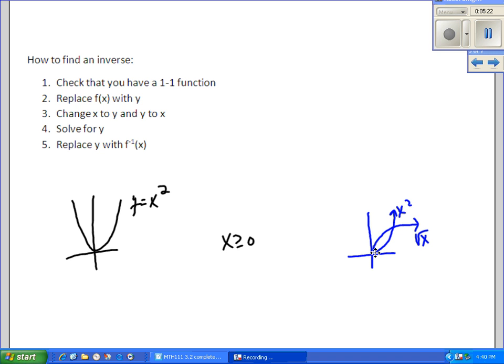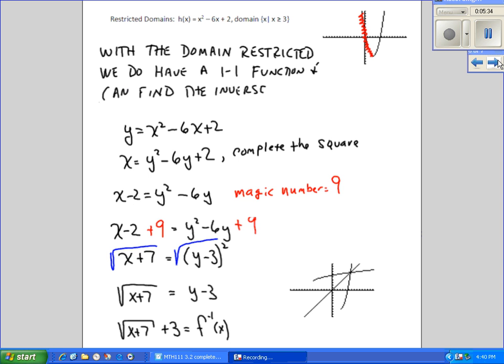What undoes x squared? The square root of x. So the square root of x is the inverse function for x squared, but only if we restrict the domain to x values greater than or equal to 0. Okay, so this one here comes to us with the restricted domain. So we've erased this side of the parabola, and we're only looking at this piece here. So again, if the domain is restricted, we do have a one-to-one function. We can find the inverse.